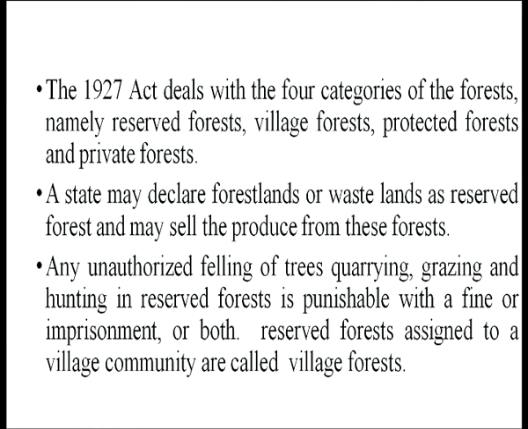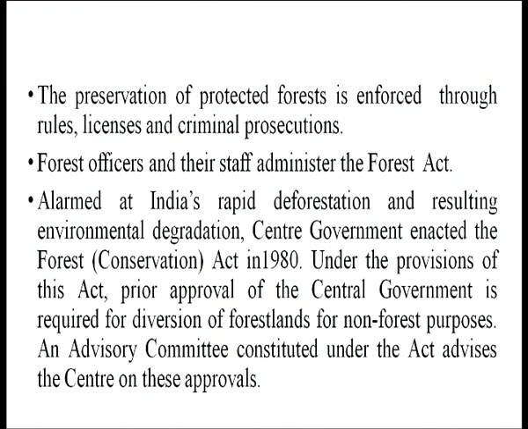The 1927 Act deals with the four categories of the forest, namely reserved forest, village forest, protected forest and private forests. A state may declare forest lands or wastelands as reserved forest and may sell the produce from the forests. Any unauthorized felling of trees, quarrying, grazing and hunting in reserved forest is punishable with a fine or imprisonment or both. Reserved forests assigned to a village community are called village forests. The preservation of protected forests is enforced through rules, licenses and criminal prosecutions. Forest officers and their staff administer the Forest Act.